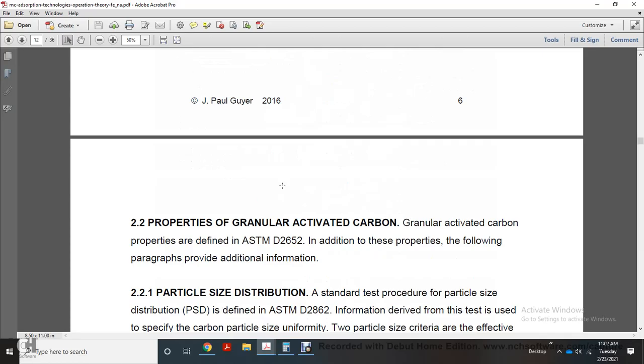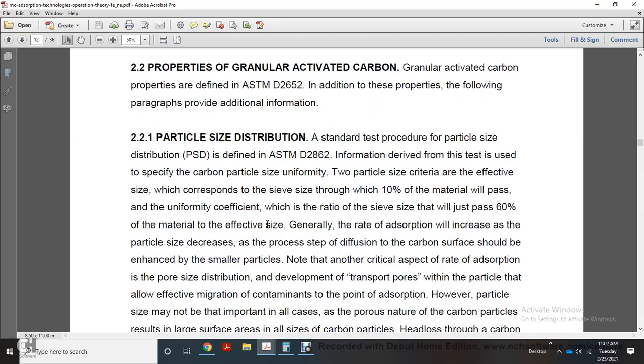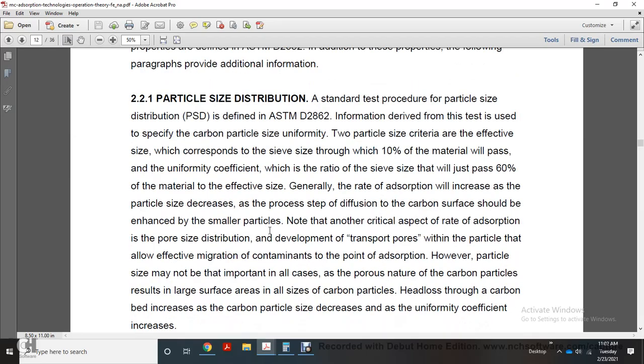Alright, properties of the granular activated carbon. Granular activated carbon properties are defined in ASTM D2652. In addition, the properties follow with paragraphs of additional information. Particle size distribution: the standard test procedure for the particle size distribution is defined in ASTM D2862.